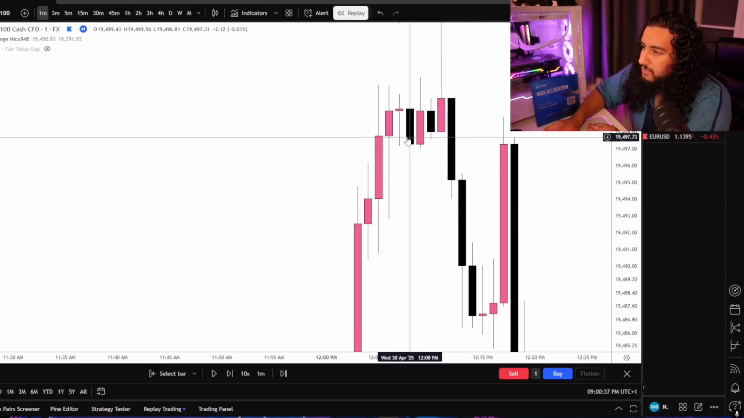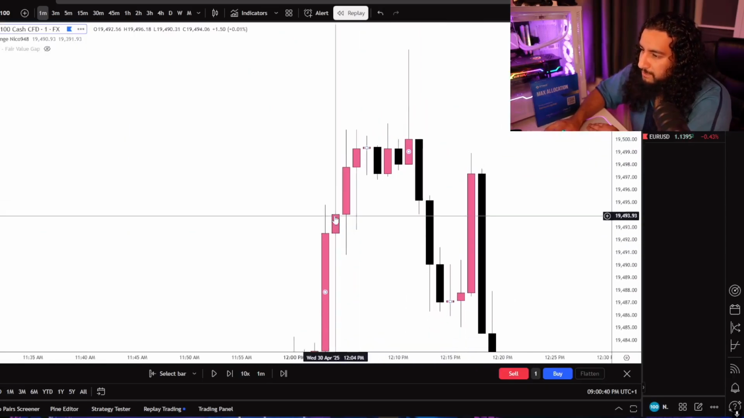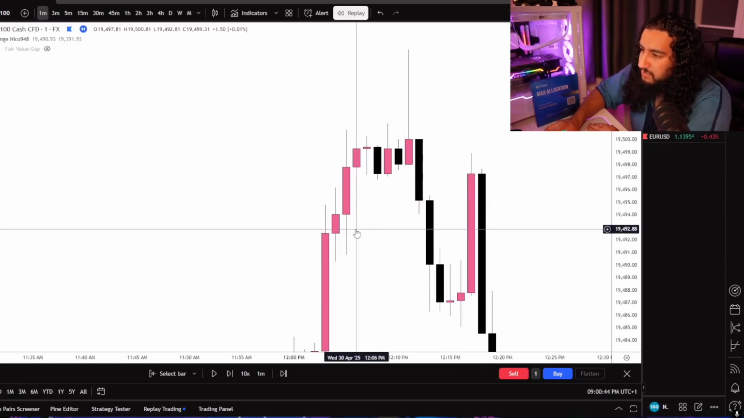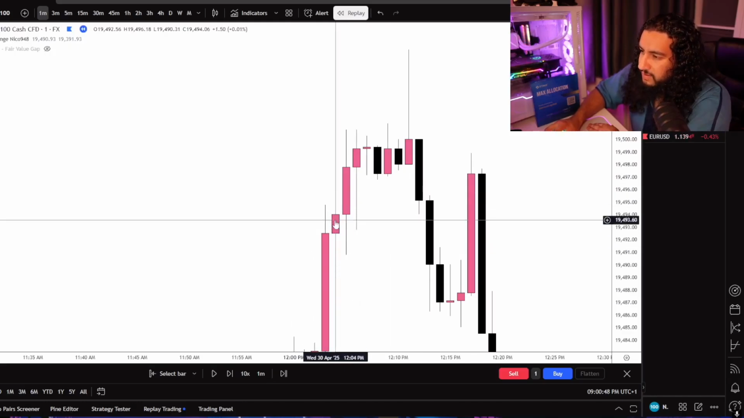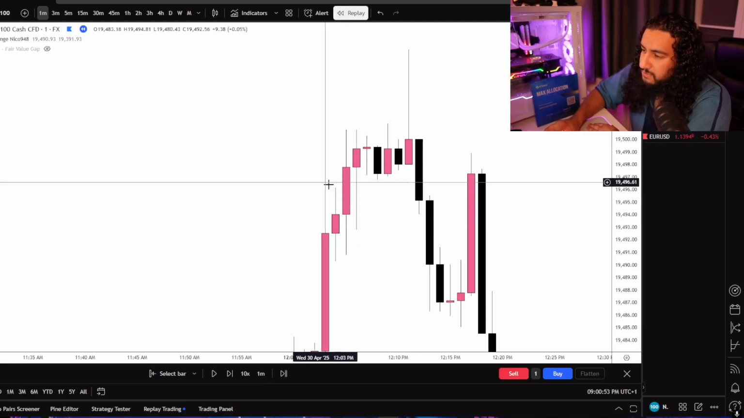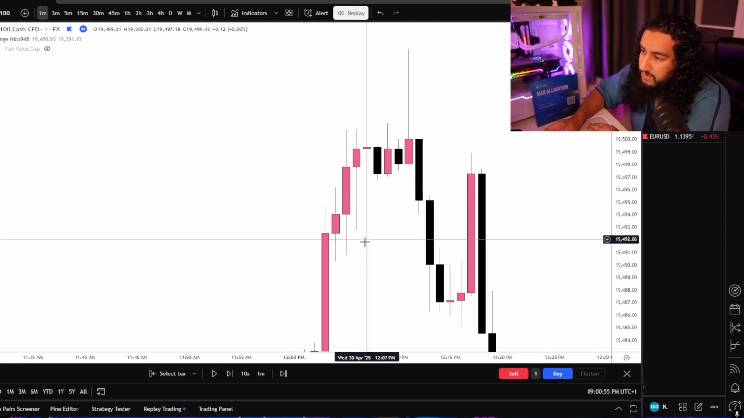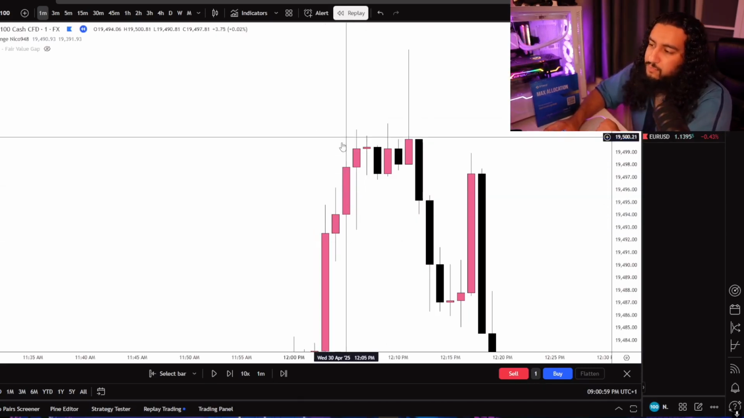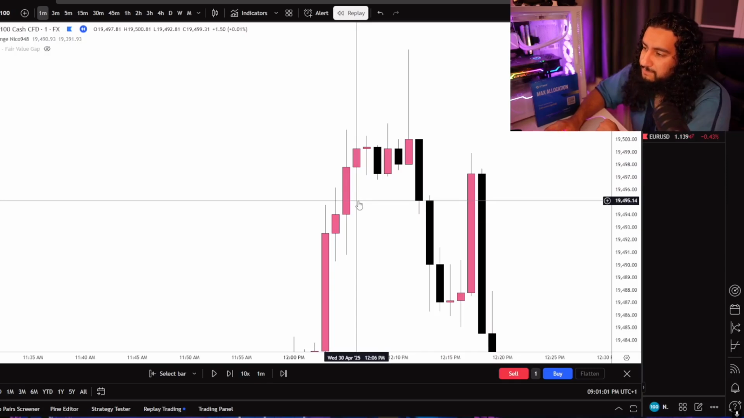1, 2, 3. We have 3 bullish candles, but in between there is no gap between this candle's wick and the first candle's wick. So the first and the third candle, the wicks, there's no gap between them. They are touching. They've gone actually past each other. So that is not a fair value gap. Price is efficient over there.